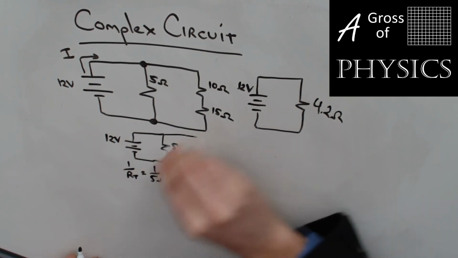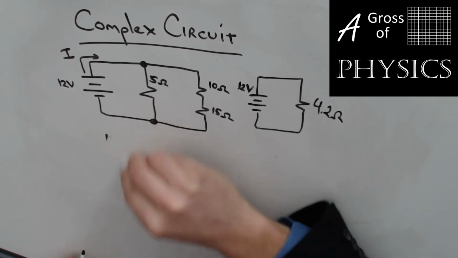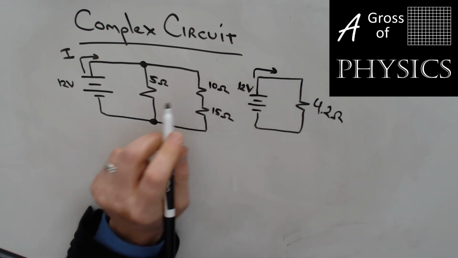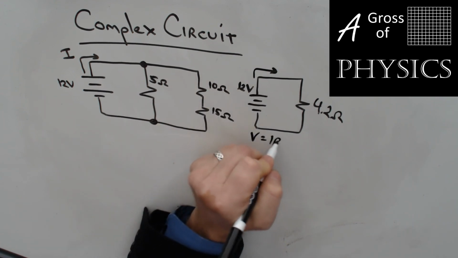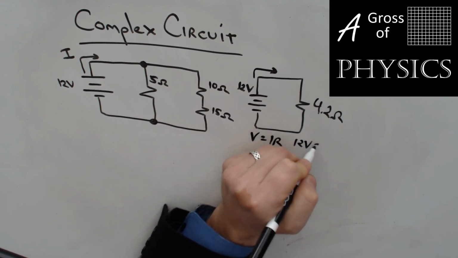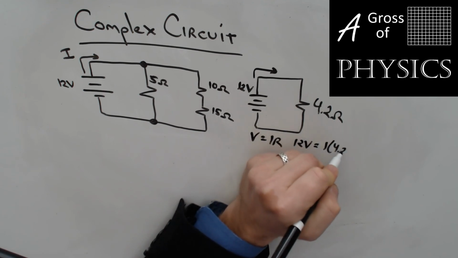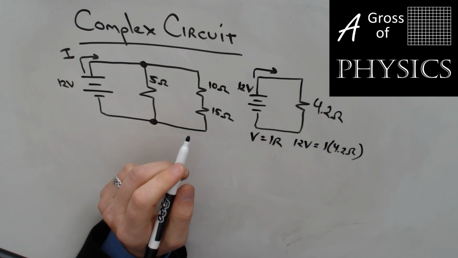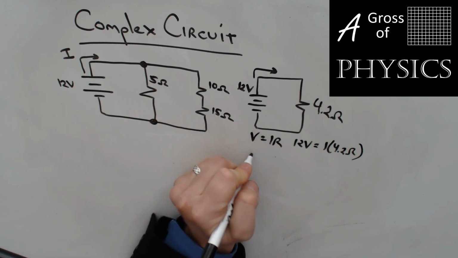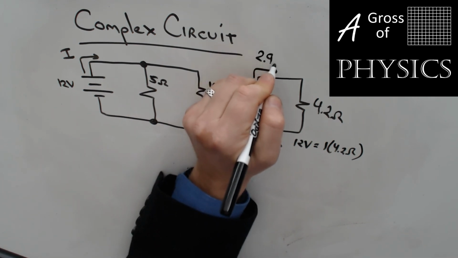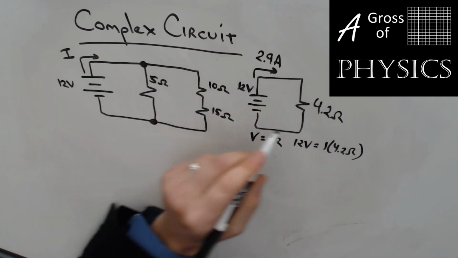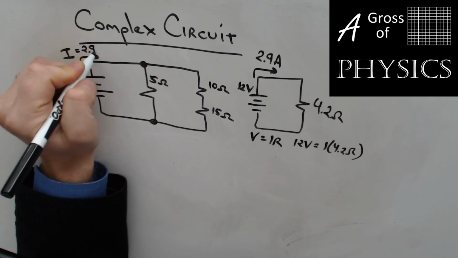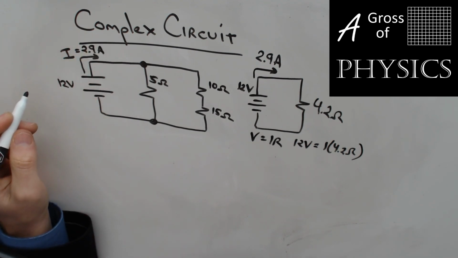And what I'm going to do is erase this so that we can expand it back and calculate more of our unknowns. Now in this case, once I have a simplified circuit, I'm going to do V equals IR. 12 volts equals I times 4.2 ohms. 12 divided by 4.2 is 2.9. So 2.9 amps flows from this circuit, which is equivalent to this circuit. So that means 2.9 amps flows there.